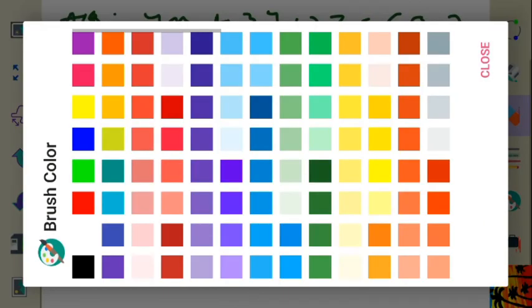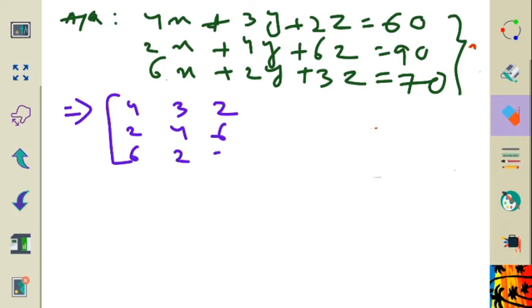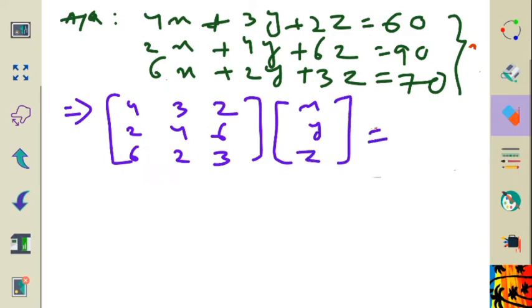So let me see how to write the same thing, whatever I have written, in the matrix form. As I have told you, form three matrices. In the first matrix you write all the coefficients, that is 4, 3, 2, 2, 4 and 6. Next is 6, 2 and 3, and you multiply it by x, y and z, and this is equal to 60, 90 and 70.